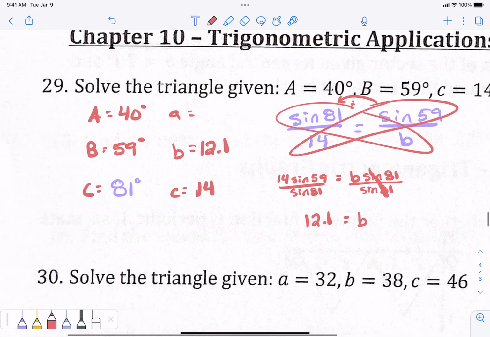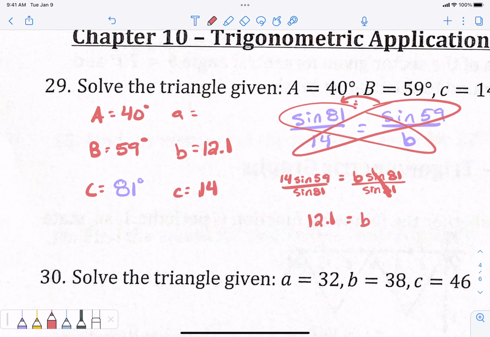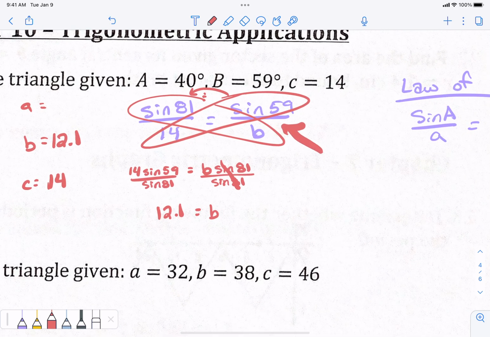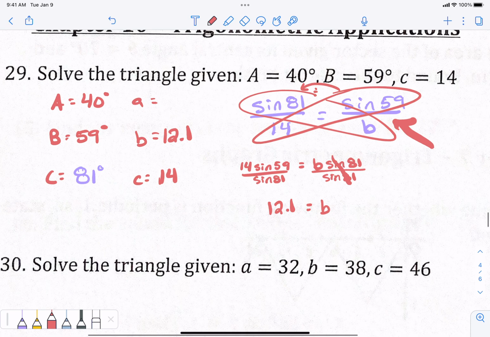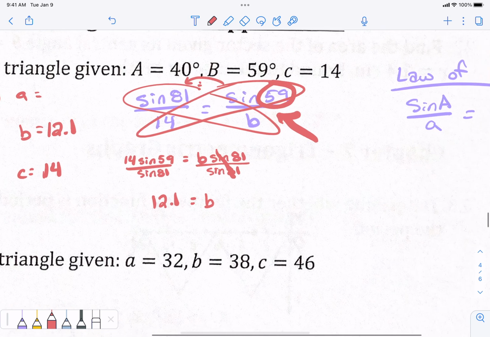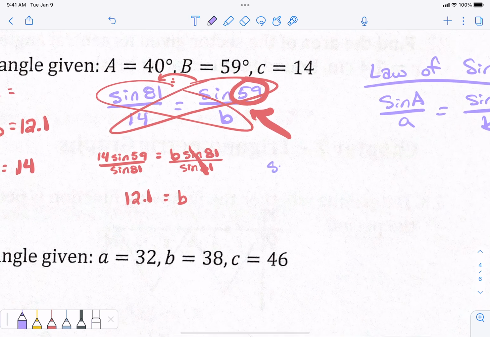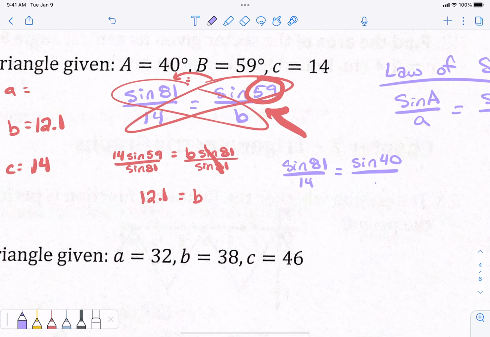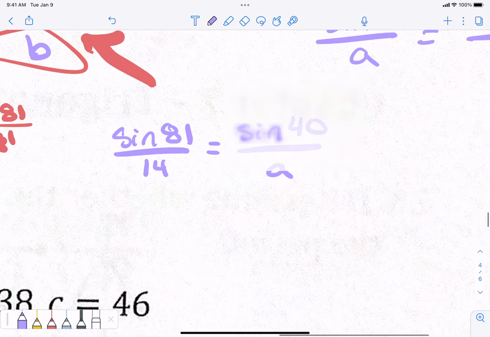Okay, now here's the deal. I've had people in the past that are like, can we do the Pythagorean theorem? Because then we have two sides and we have to find a. Can we do it? Oh, it's not a right triangle. It's not a right triangle, so we can't do that. So we're going to set up this same thing again, but instead of doing sine 59, we're going to do sine of 40 here. So we're just going to change this guy out. Sine 81 over 14 equals sine of 40 over a now instead. So cross multiply these guys.